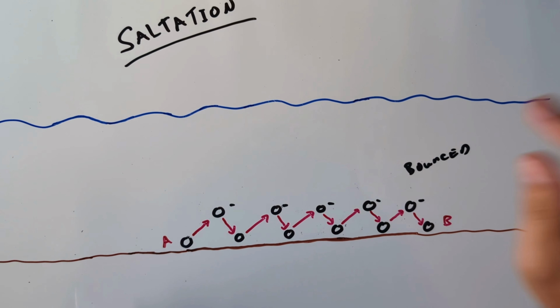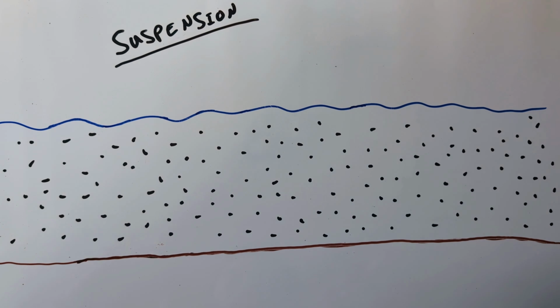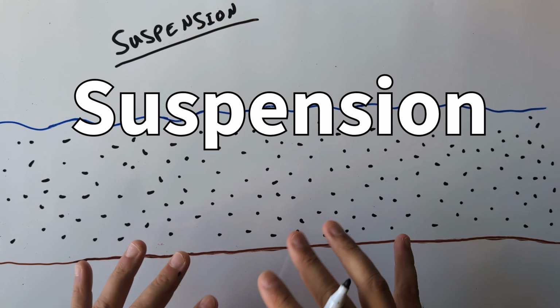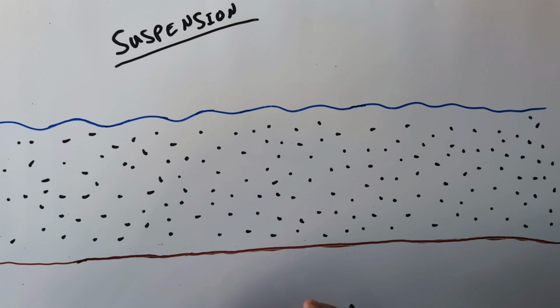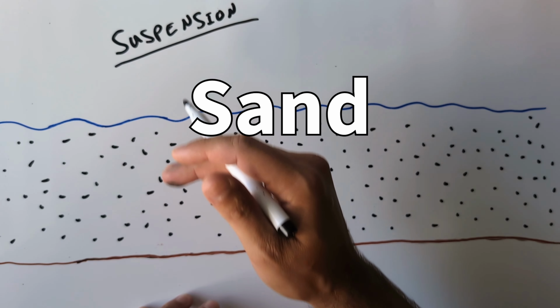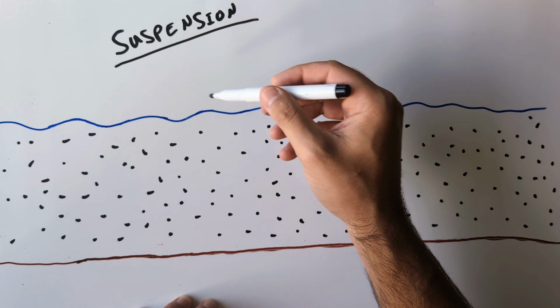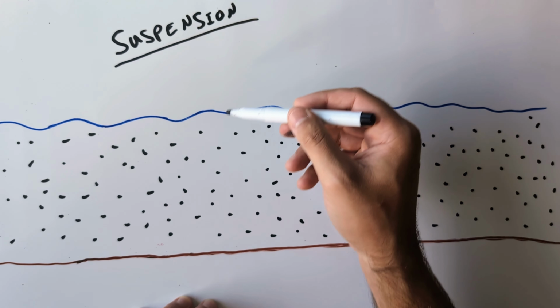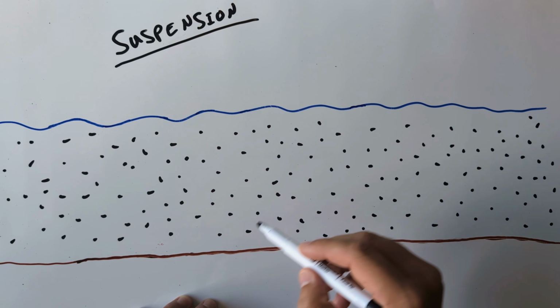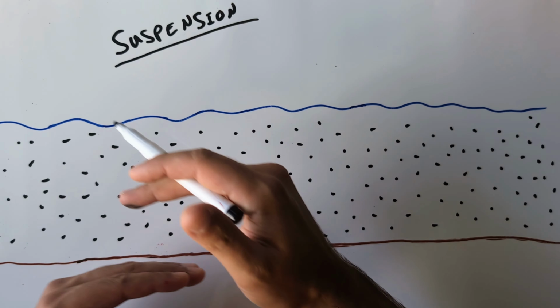Now let's look at suspension. The third of our 4 types of transportation is suspension. If you understand what this tier 2 word suspension means, the rest should be kind of easy. Suspension means to kind of be held aloft, kind of in the air. So the sediment, in this case sand, is suspended between the surface of the river or the surface of the ocean and the floor, the bed. It's not being bounced like saltation, it's just being carried along.